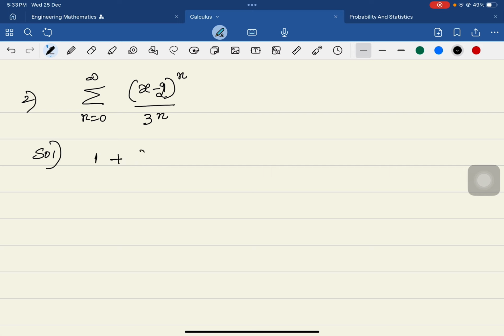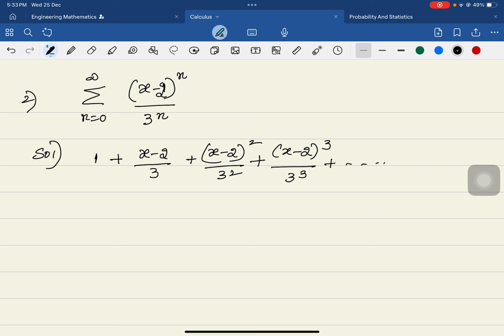When n is 1, it is (x minus 2) power 1 by 3 power 1. Then when n is 2, it is (x minus 2) the whole square by 3 square. When n is 3, this is (x minus 2) the whole cube by 3 cube, and so on. So now what is this? This is again a geometric series, with a common ratio.